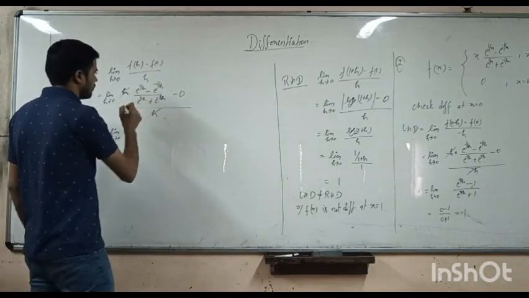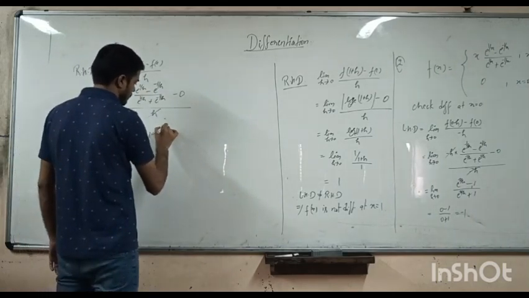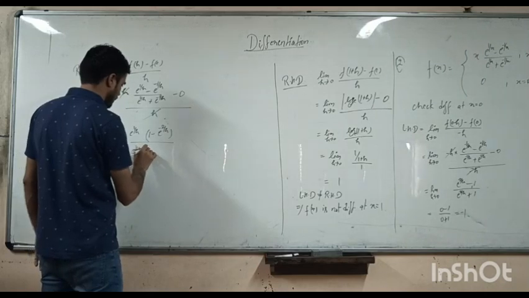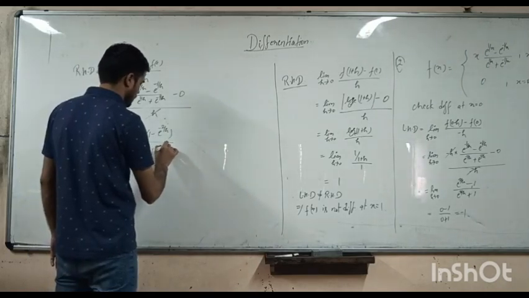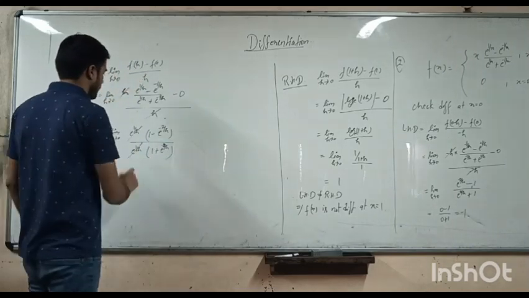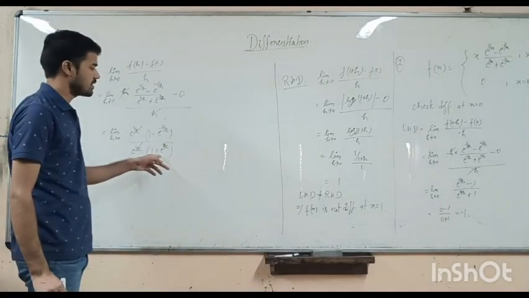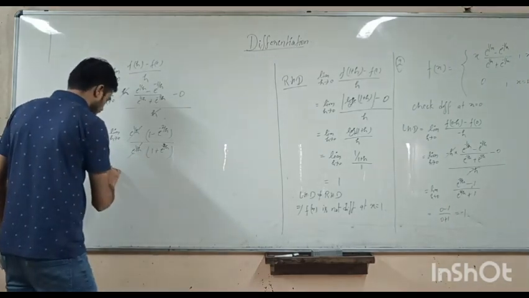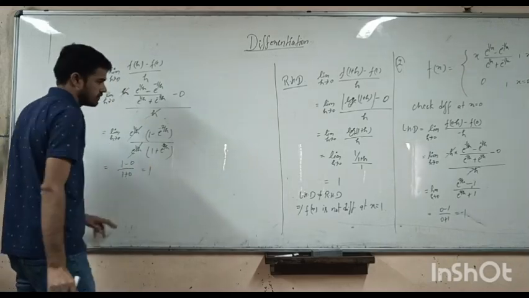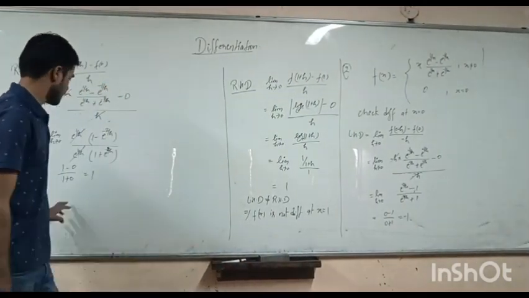Here also we will take common e to the power 1 by h, and they will cancel out. It is 1 minus e to the power minus 2 by h. In the denominator also e to the power 1 by h, 1 plus e to the power minus 2 by h. So e to the power 1 by h will cancel out. So when h tends to 0, this e to the power minus 2 by h tends to 0. Similar to before, 1 minus 0 by 1 plus 0. It is 1. So our left hand derivative was -1 and right hand derivative is 1.